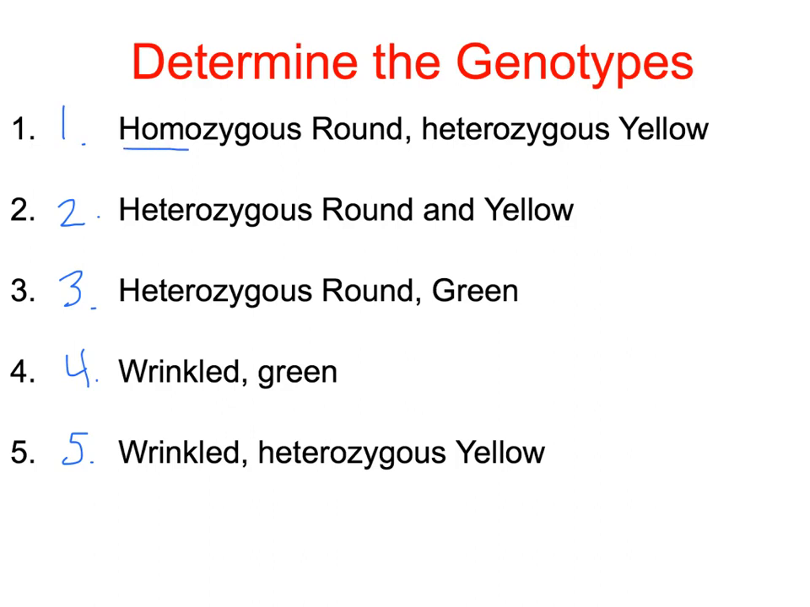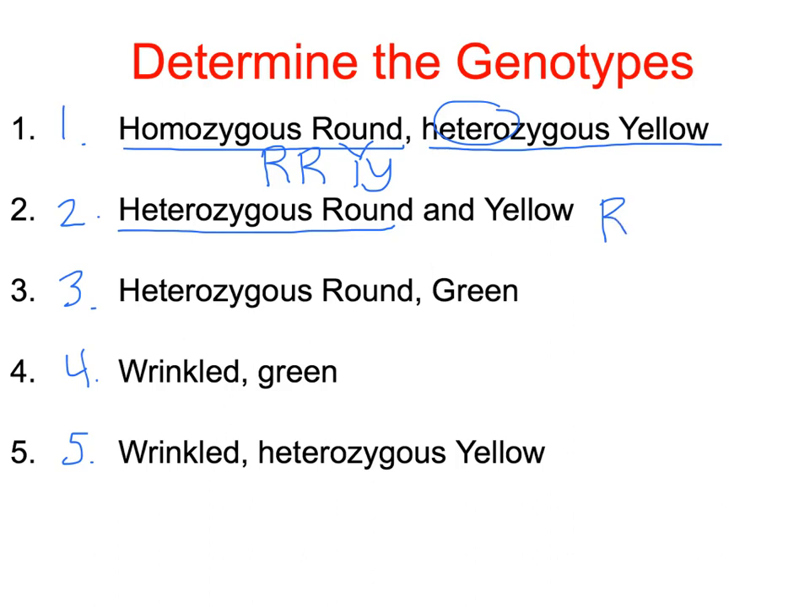So let's take a look at homozygous round. Homozygous, remember, means same, so we're going to have 2 big R's. And this parent is then heterozygous for yellow. Hetero means different, so we have 1 big Y, 1 little y. For number 2, we have heterozygous round. Heterozygous, once again, means 2 different alleles, so big R, little r.